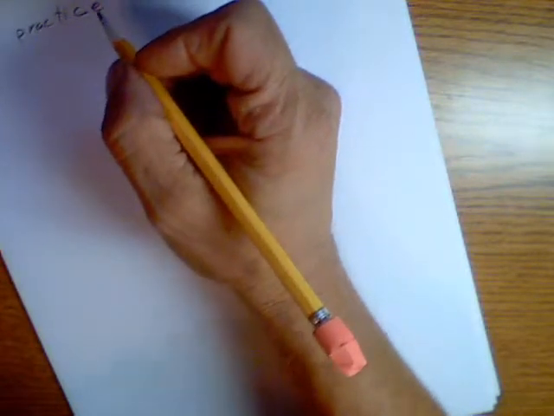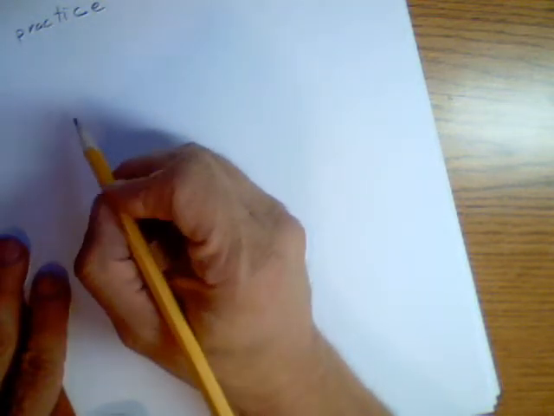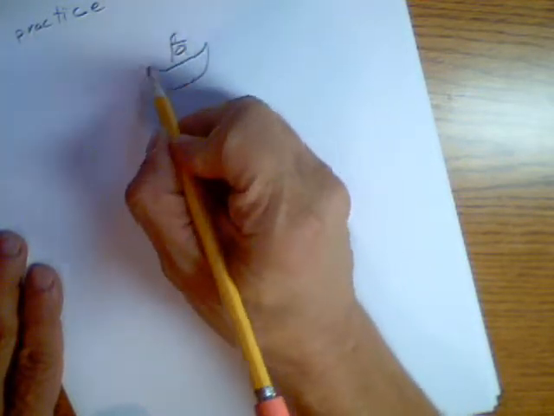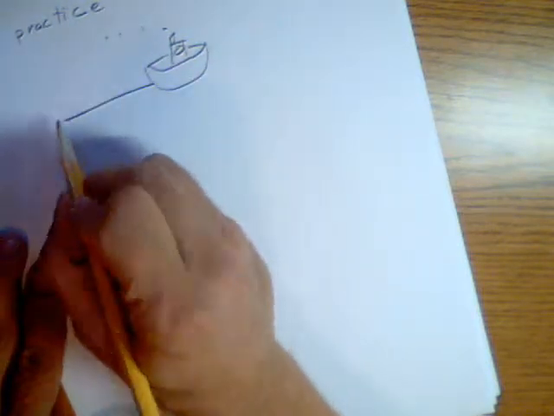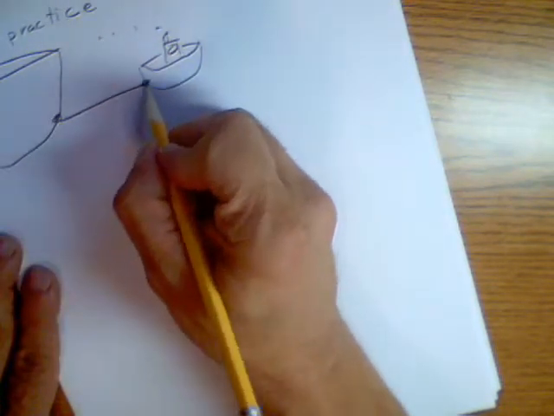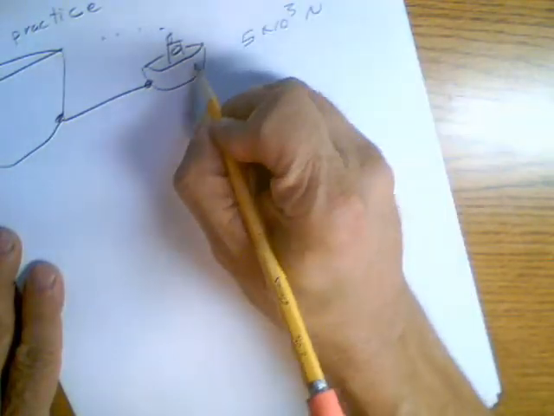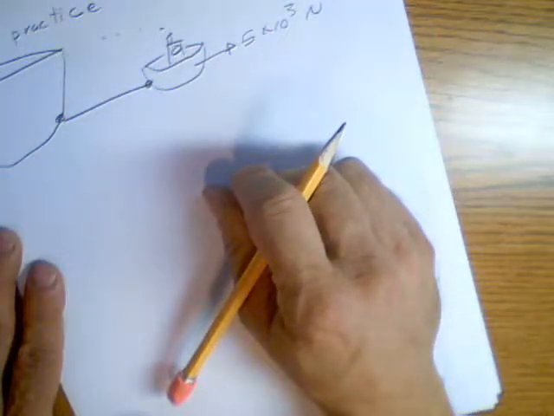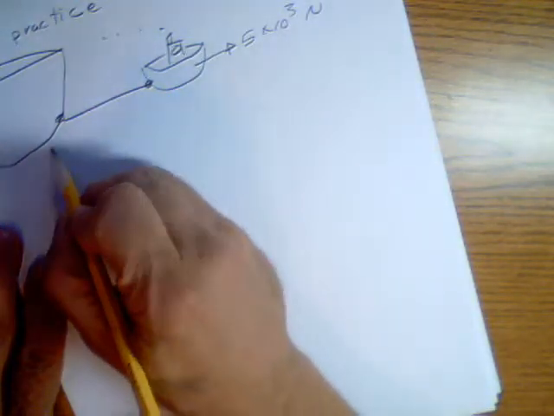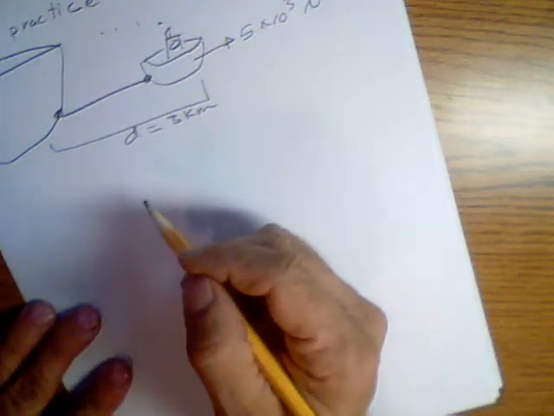162, practice A. A tugboat pulls a ship with a constant net horizontal force of 5 times 10 to the 3rd newtons. So we've got ourselves a lovely tugboat, and this tugboat pulls a ship apparently. So here's our ship. This is pulling the ship with 5 times 10 to the 3rd newtons. Then the displacement is 3 kilometers. So our d equals 3 kilometers. All right, well, it's simple enough.